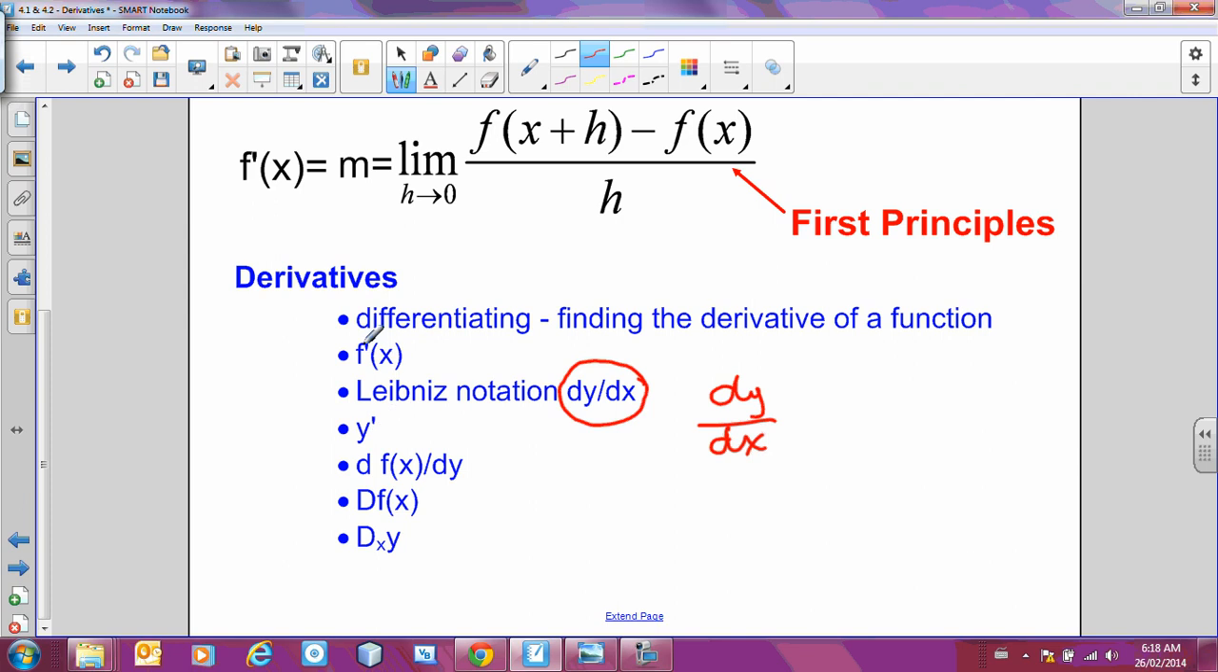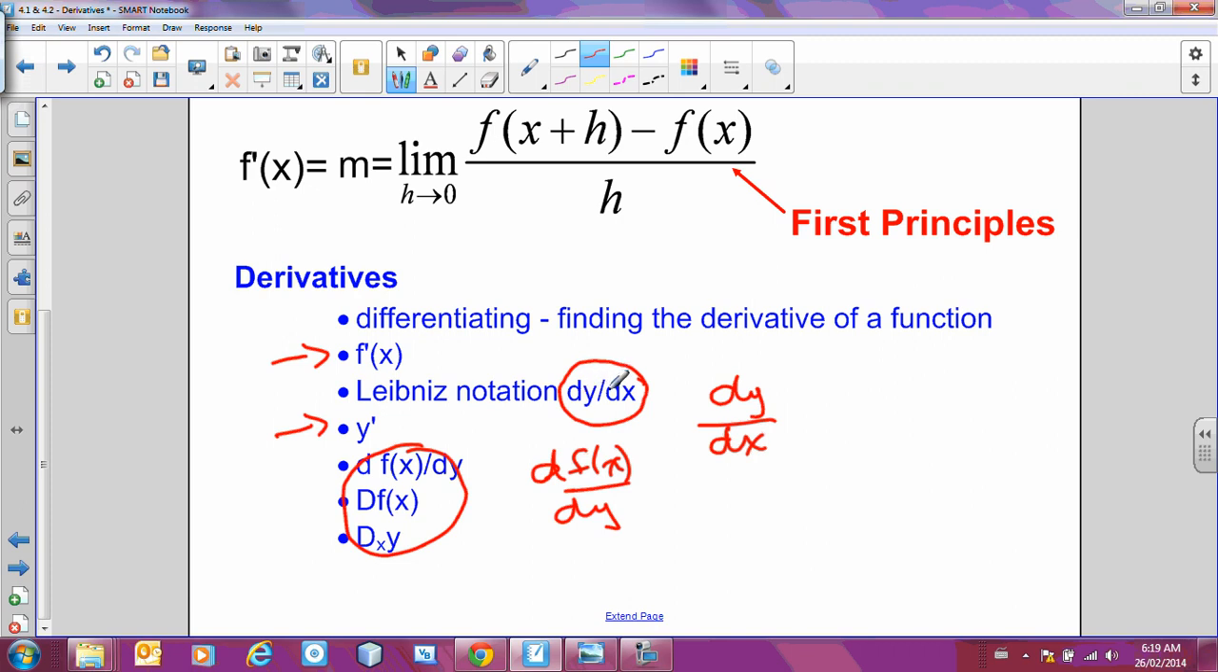y prime, again, if f of x is the same as y, then y prime is the same as f prime. And this is just a combination, d f of x dy. I don't think you'll ever see these, but it's not impossible. We will focus on this. This is possible, and eventually dy dx actually becomes a little bit nicer for some of the stuff you'll see.